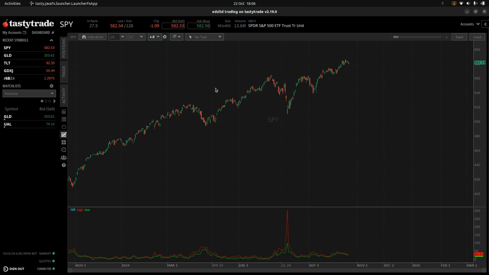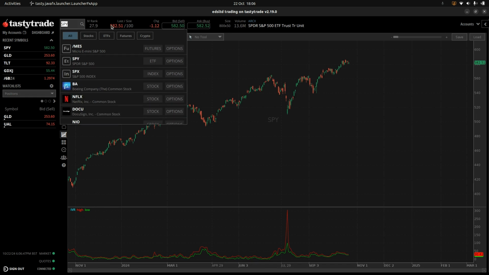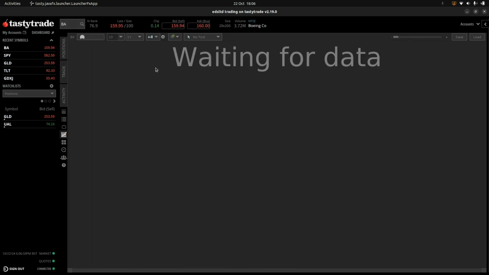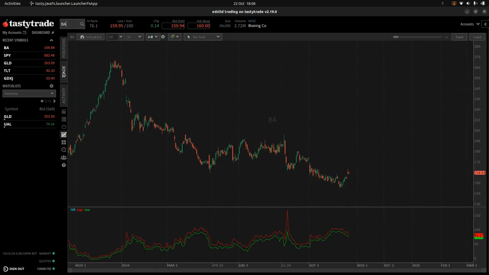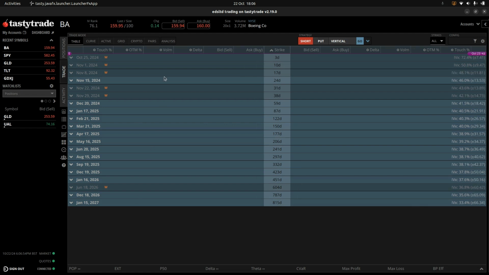So the first thing we want to do is open our brokerage platform. The one we use is tastytrade. You can use whatever you like, it doesn't really matter. And then you want to just go to any underlying. We can just use BA here, and you simply want to open up a list of expirations. This is what it will look like.